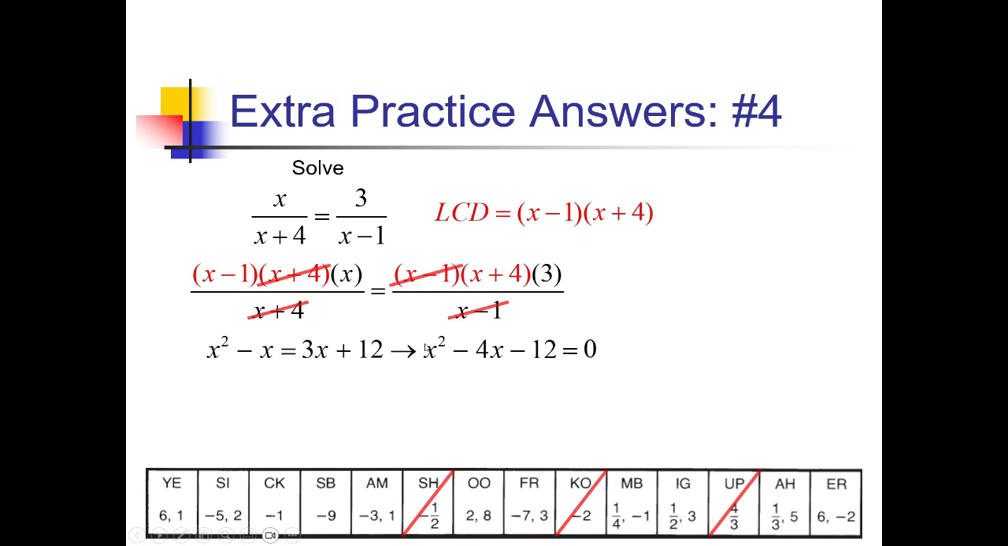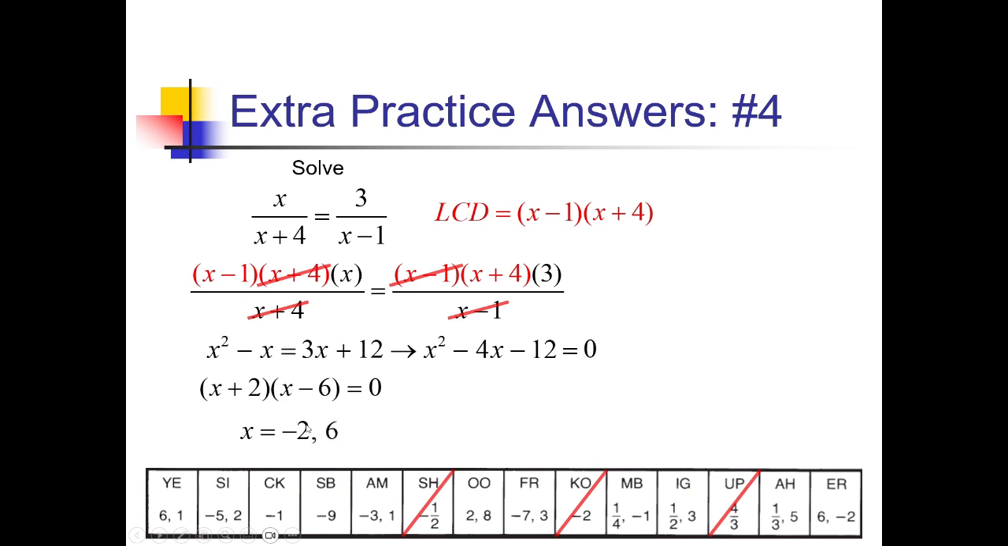Now I'm going to factor what we have here. Things that multiply to negative 12 and add up to negative 4. 1 and 12 doesn't work. How about 2 and 6? That works if I have a positive 2 and a negative 6. So we have x plus 2, x minus 6. And if I zero out those factors, I'm going to get x equals negative 2 and positive 6.